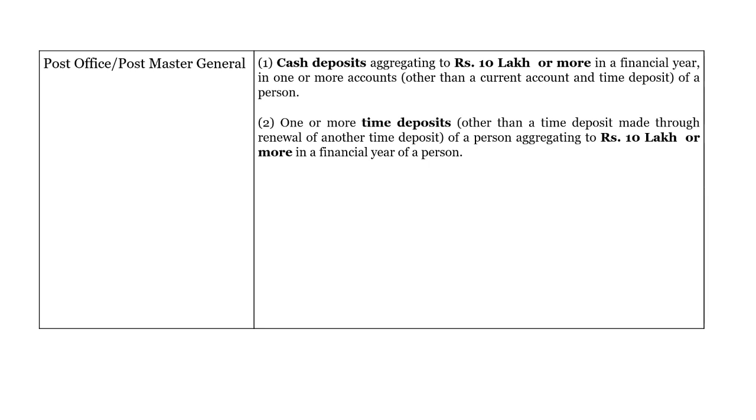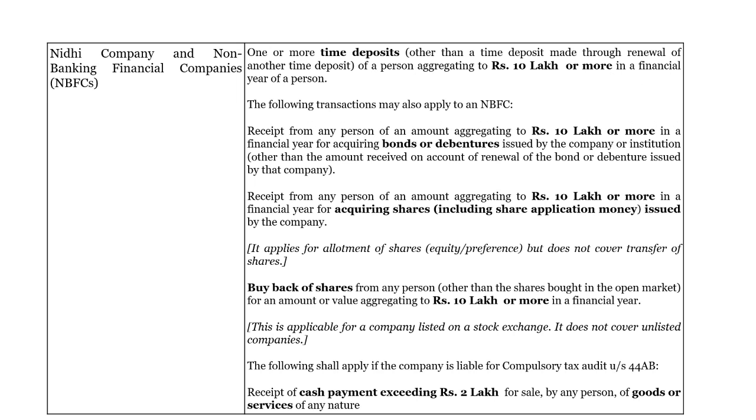What information does the post office or postmaster have to give? Cash deposited in a post office savings bank account of 10 lakhs or more in a financial year. Then time deposits of more than 10 lakhs in a financial year. The postmaster will submit this information to the income tax department.